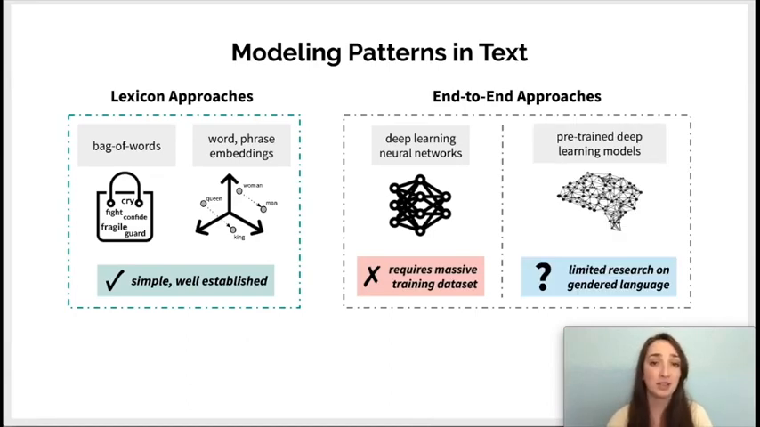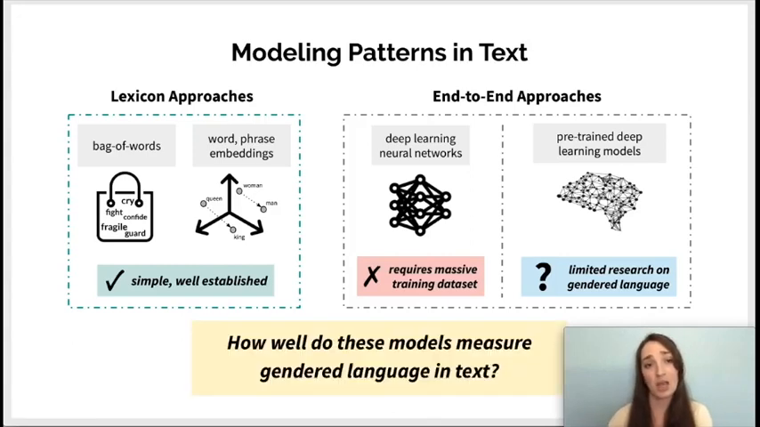Thankfully, in recent years, there have been more pre-trained models available from companies like Google that have access to these large data sets. However, there hasn't been very much research into how these can be applied specifically to the gender language domain. So we would like to know how these lexicon approaches and end-to-end approaches compare when applied specifically to looking at gendered language in text.